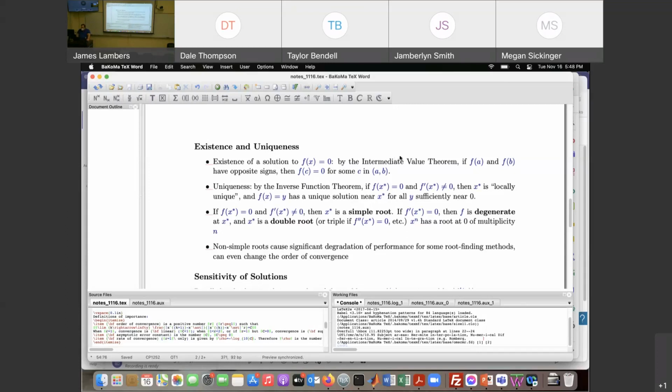instance. We can say a little bit about uniqueness. That if f has a root and the derivative at the root is non-zero, then there is a local uniqueness. So for all y values that are near 0, this equation has a unique solution near this root. So in other words, the function is locally one-to-one if the derivative is non-zero.